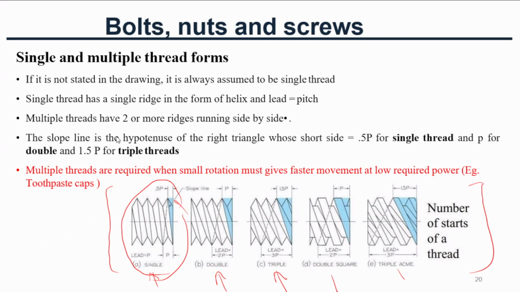Single thread means it has one continuous ridge wound around the cylinder in a helical form. It is called a single thread. For a single thread, lead is equal to the pitch. So you have an idea about lead. We discussed this lead under the terminology part.